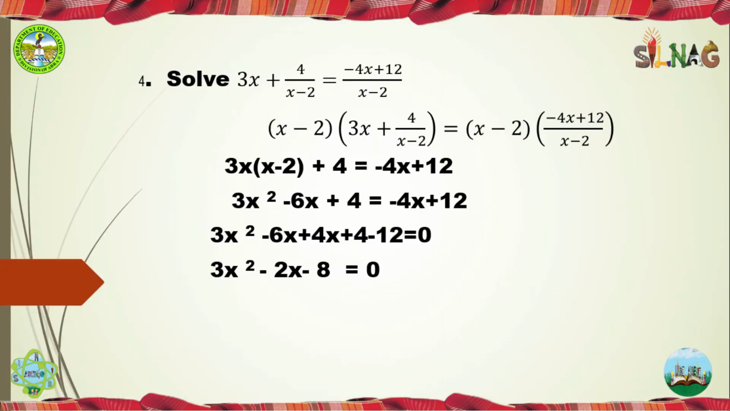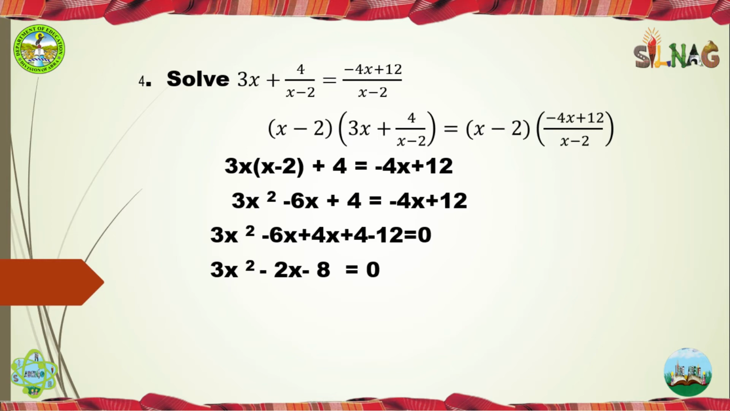Let us have example number 4. Solve (3x plus 4) over (x minus 2) is equal to (negative 4x plus 12) over (x minus 2). So the LCD is x minus 2. Then we multiply all members of the equation by x minus 2. So we have x minus 2 times the quantity of (3x plus 4) over (x minus 2) is equal to the quantity of x minus 2 times the quantity of (negative 4x plus 12) over (x minus 2).